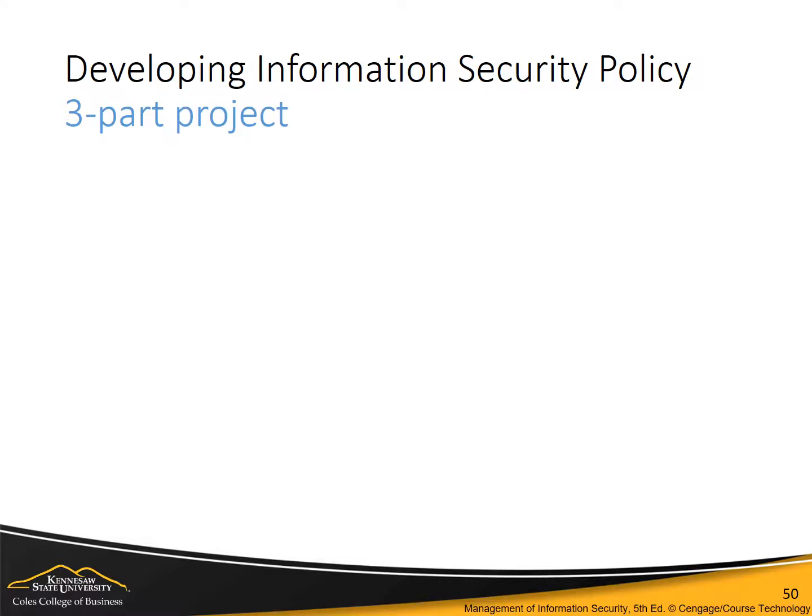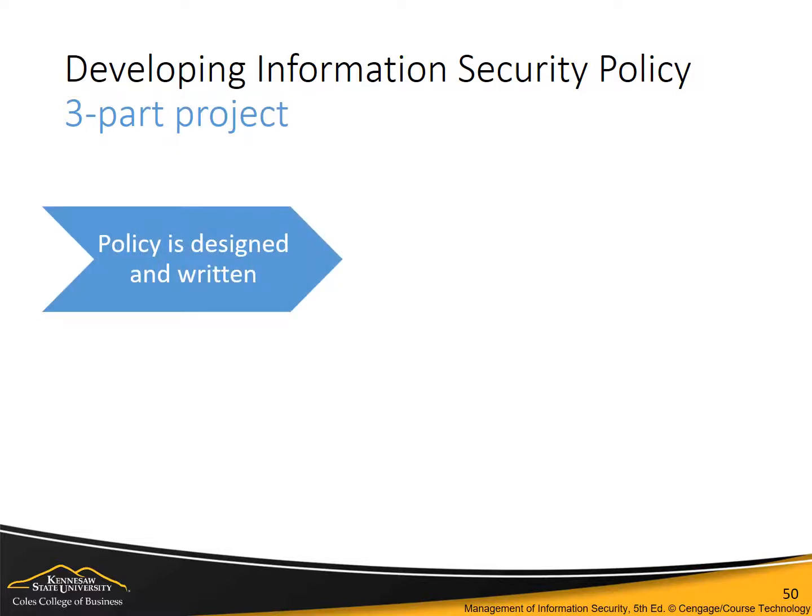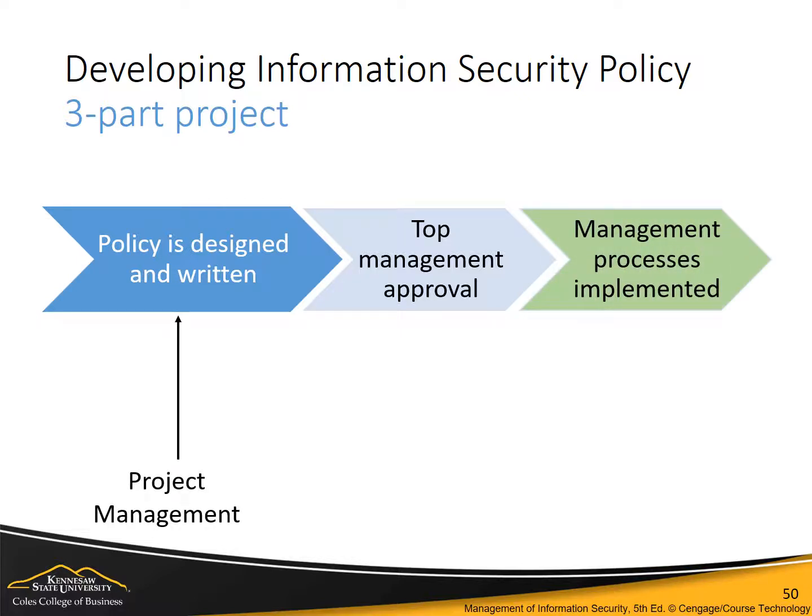It is often useful to view policy development as a 3-part project. In the first part of the project, policy is designed and written, or in the case of an outdated policy, redesigned and rewritten. In the second part, a senior manager or executive at the appropriate level reviews and formally approves the document. In the third part of the development process, management processes are established to perpetuate the policy within the organization. The first step is an exercise in project management, while the latter two require adherence to good business practices.